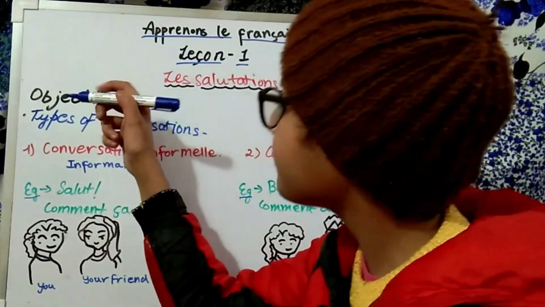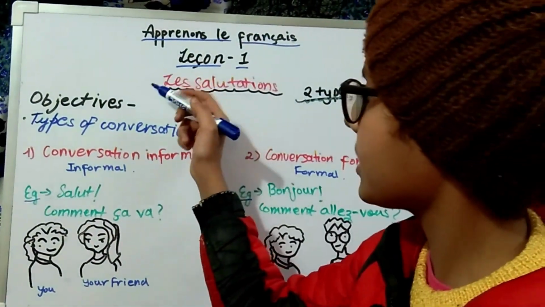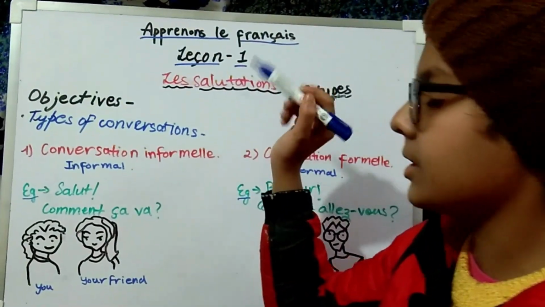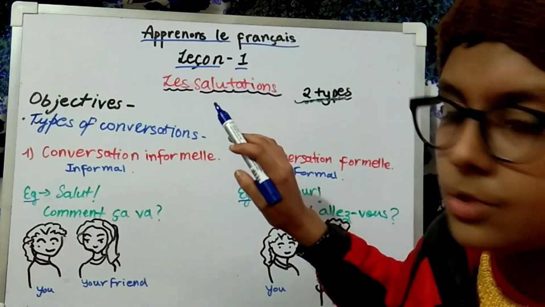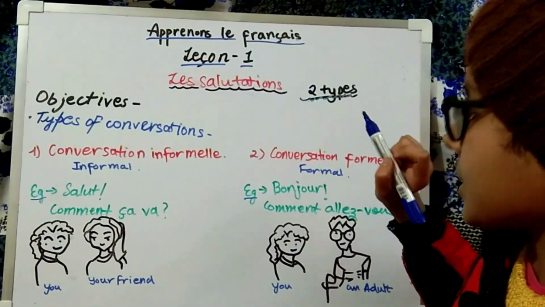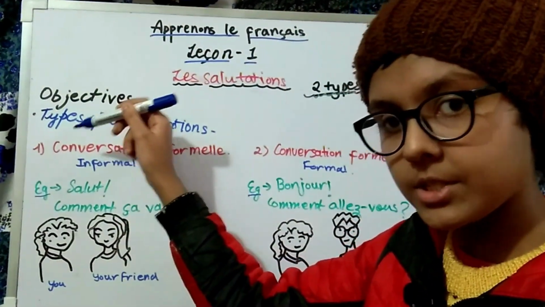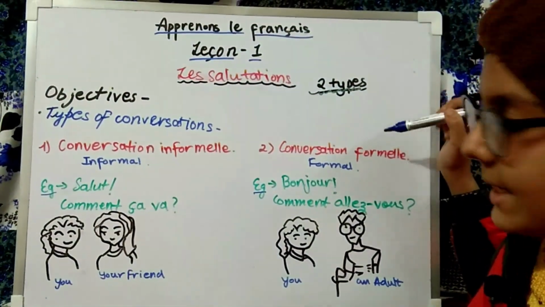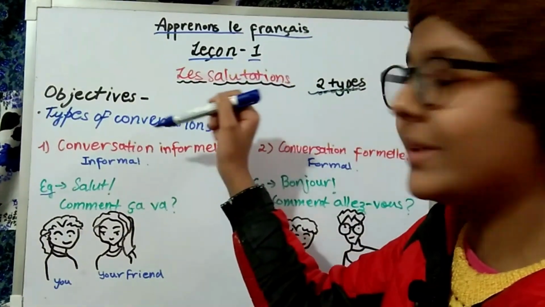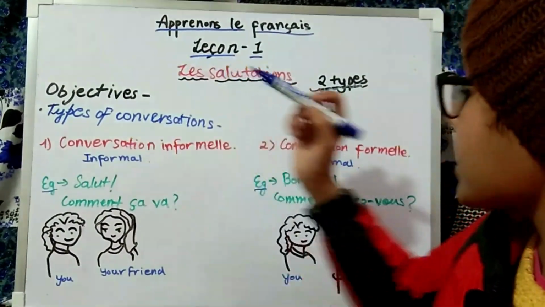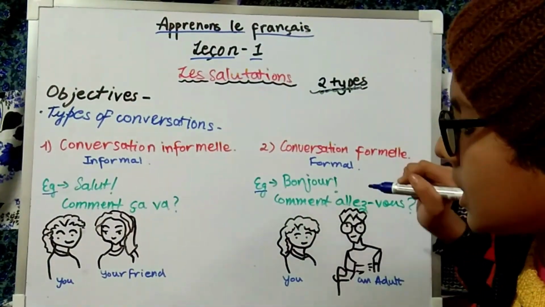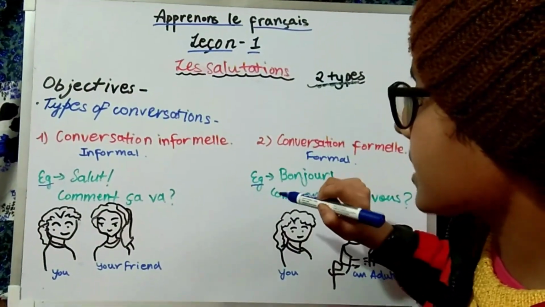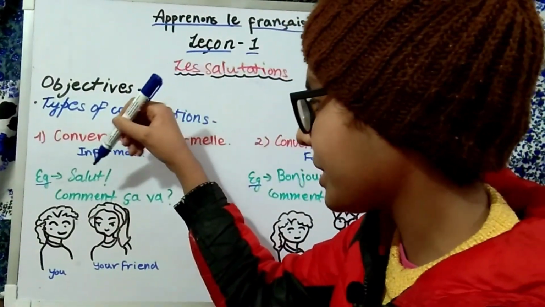So here we are at the first but the most important topic of this chapter, and that is the types of conversation. Just like in English, French also has two types of conversation: conversation informelle and conversation formelle. So what is the difference between them? This is the informal conversation and this is the formal conversation. Here are two examples, and they both mean the same. Let us read them one by one.